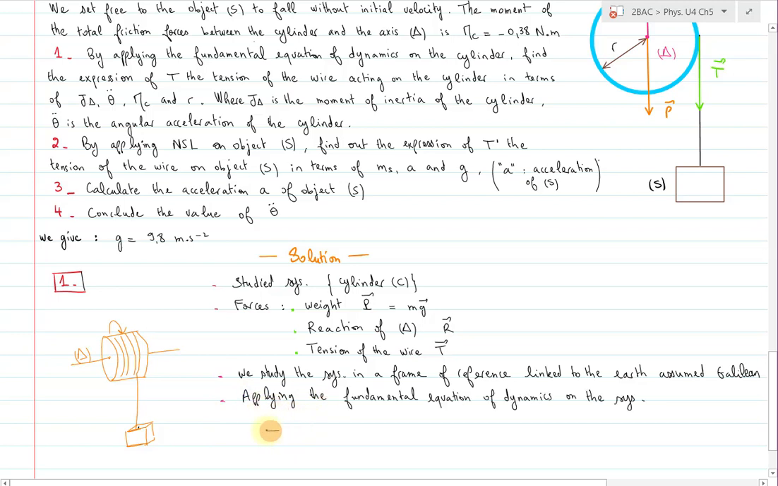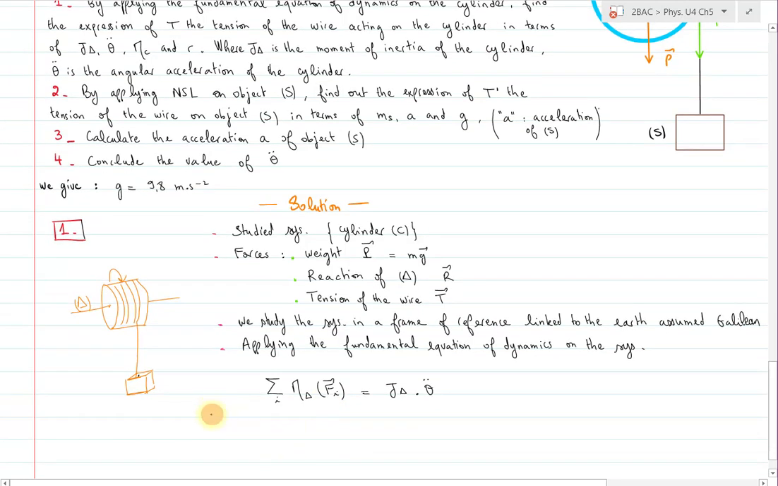on the system. Donc اش كتقول لي هادي؟ the sum of moments of forces acting on the system with respect to delta is equal to J delta times theta 2 dot. Très bien. So the forces that acts on the system هما P, R and T. So the moments of P plus the moments of R plus the moments of T كاملين كيساويو j delta times theta 2 dot. Très bien.